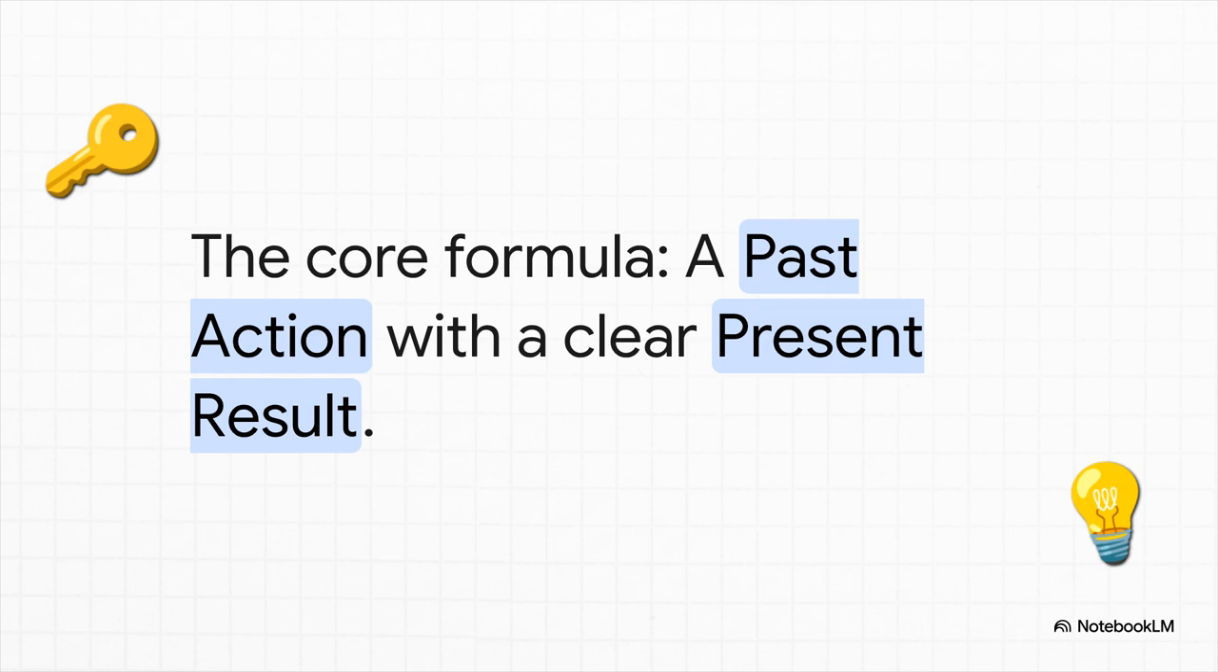So if you only remember one thing from today, please make it this. This is the secret code. Past action, present result. That's it. That's the entire idea behind the present perfect simple. Say it with me. Past action, present result.